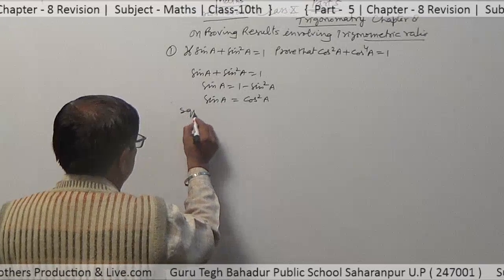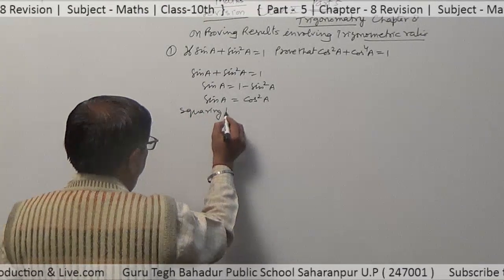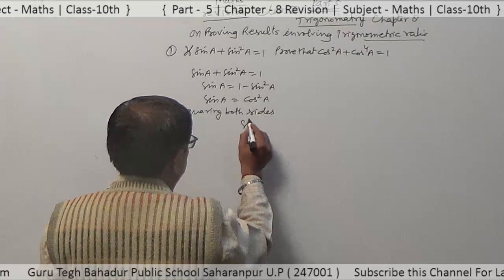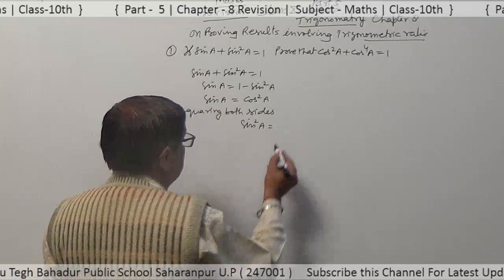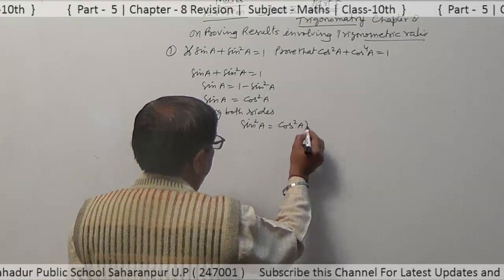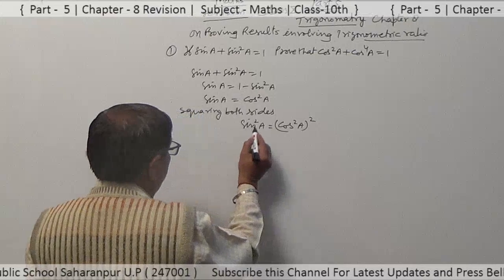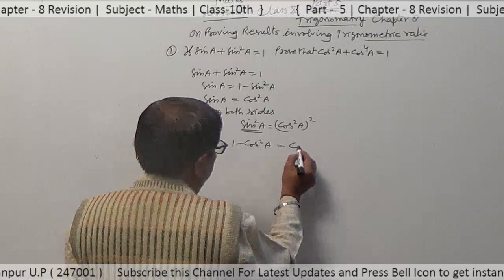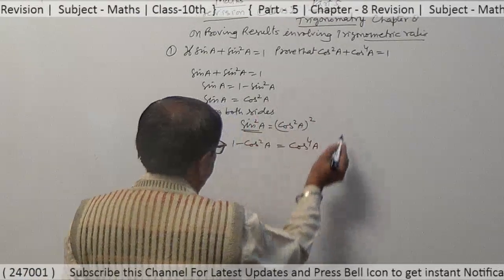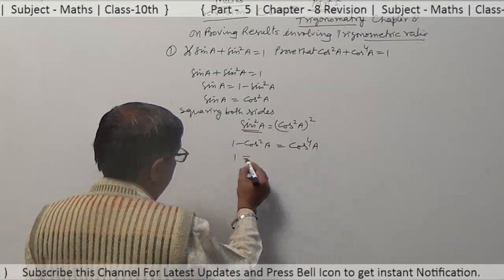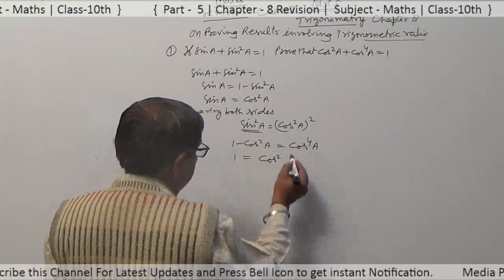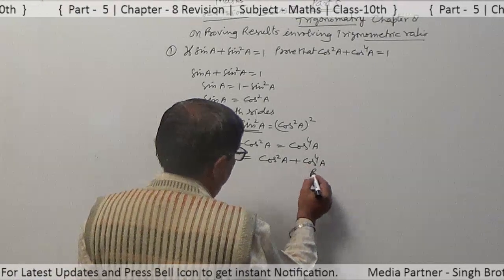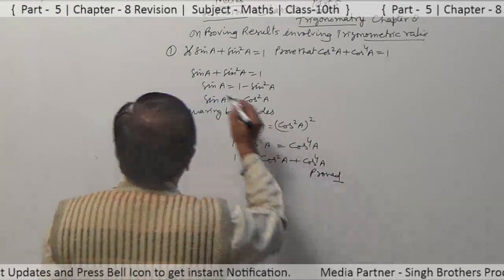Squaring both sides, sin square A is equal to cos square A whole square. Sin square A is 1 minus cos square A, which is equal to cos power 4 A. Take cos square A from left side to right side. So, it will be cos square A plus cos power 4 A. Proved. This is an important question.